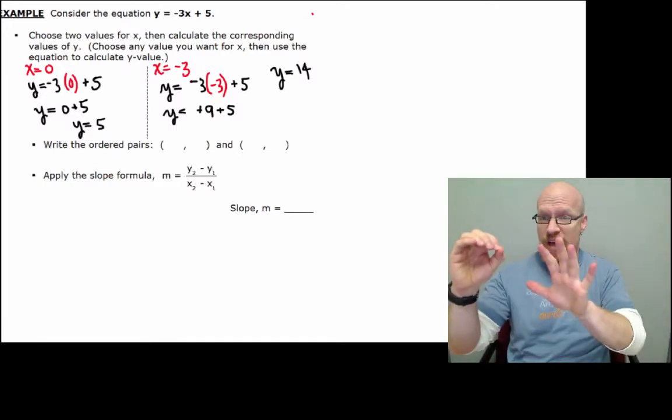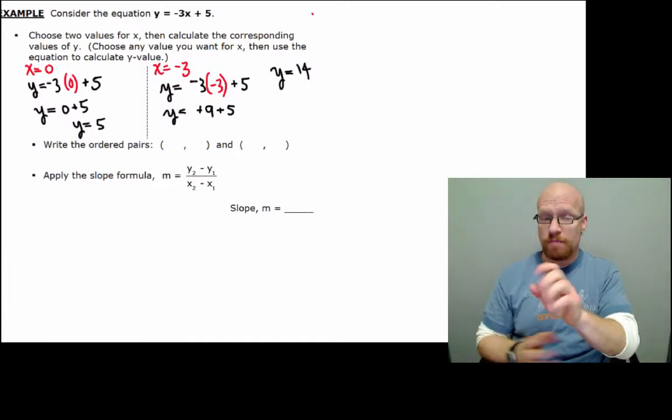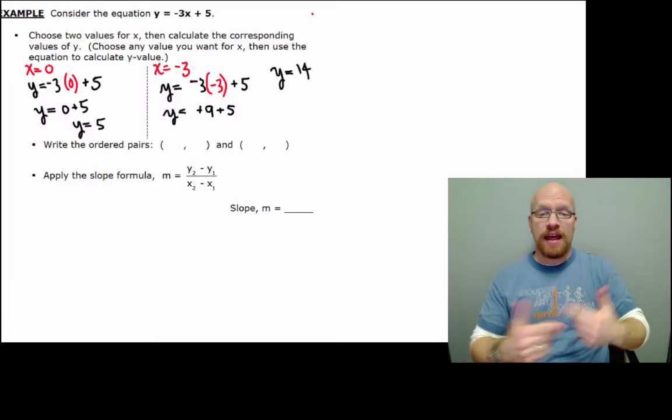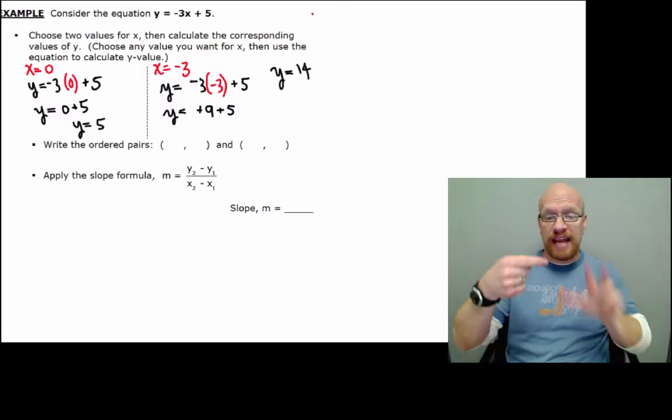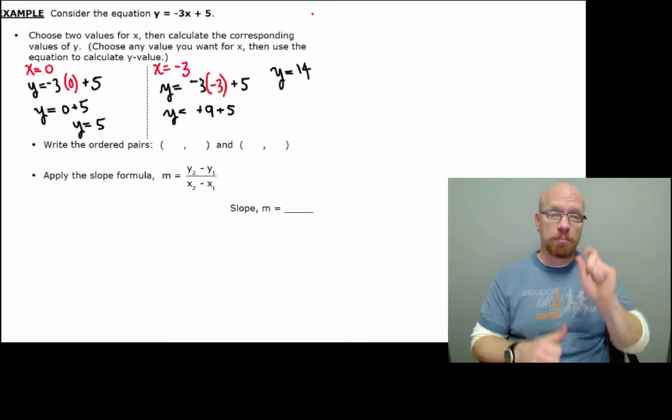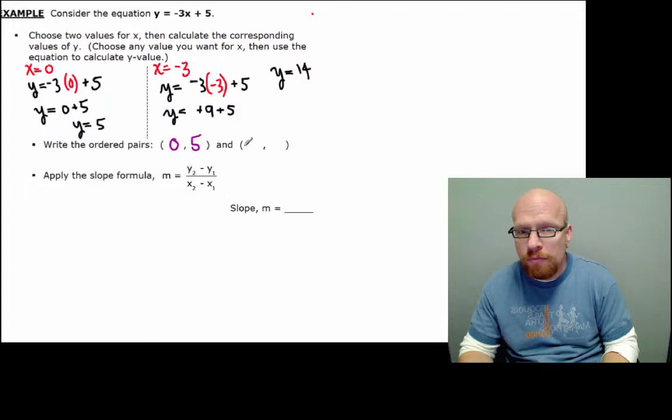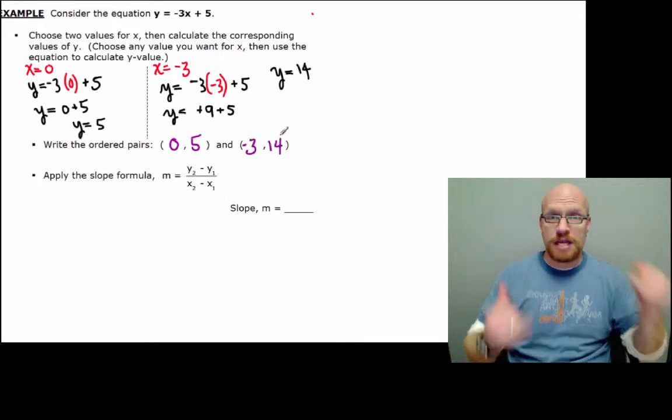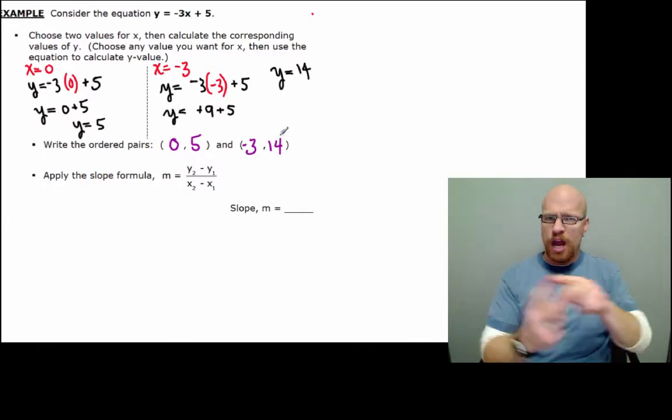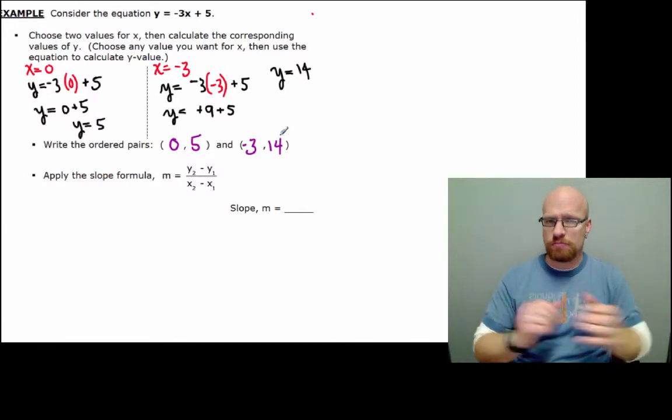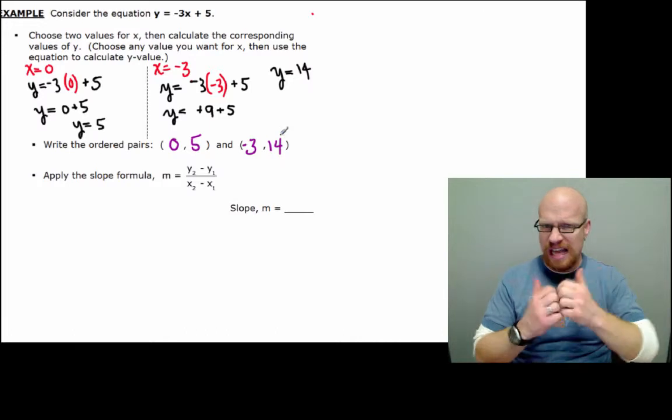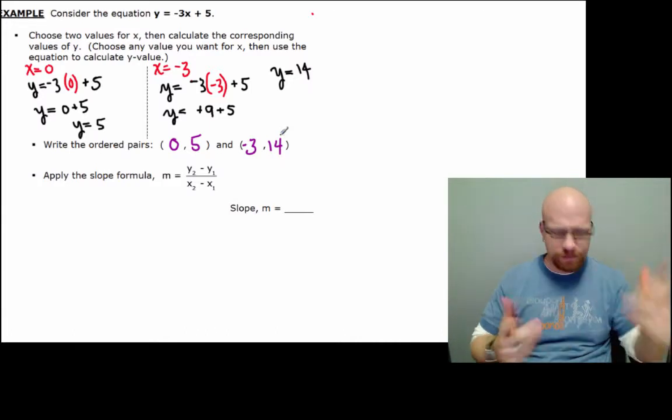I have 0, 5 for the first coordinate. Then I have negative 3, 14 for the second point. So now I'm going to put those 2 pairs in our equation. I want to see what the slope is.